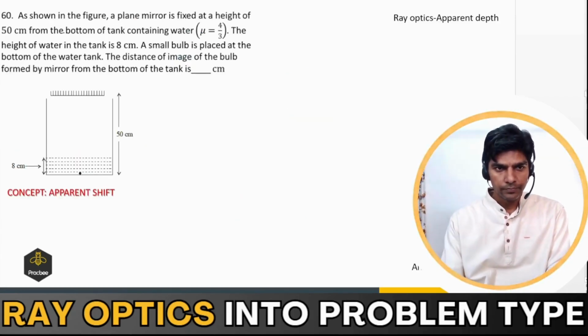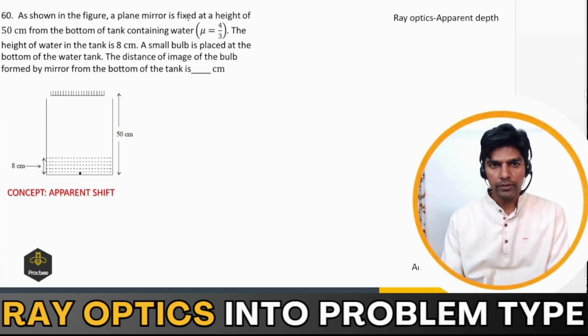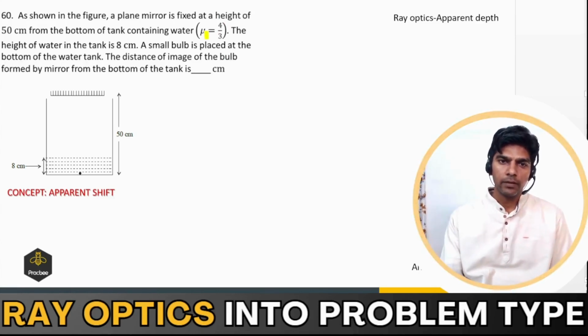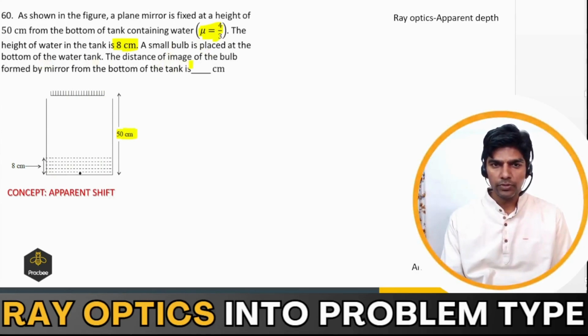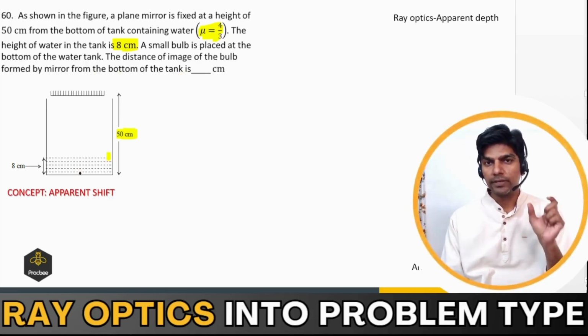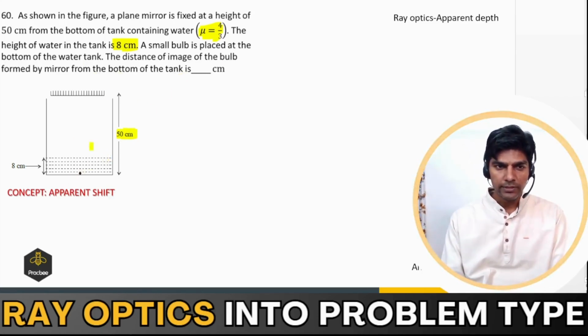Let us see another question. As shown in the figure, a plane mirror is fixed at a height of 50 centimeter from the bottom of the tank containing water, which has a refractive index of 4 by 3. The height of water in the tank is 8 centimeter, and the mirror is placed at a distance of 50 centimeter from the bottom. A small bulb is placed at the bottom of the water tank. We have to find the distance of the image of the bulb formed by the mirror from the bottom of the tank. So let us see.